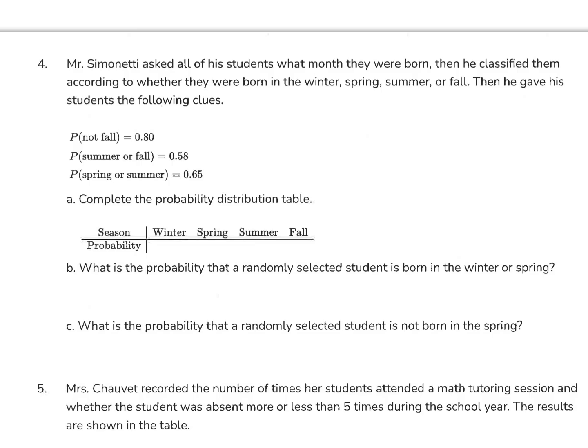The probability of not fall is equal to 0.8. The probability of summer or fall is equal to 0.58. And the probability of spring or summer is equal to 0.65. So let's start with the probability of not fall.